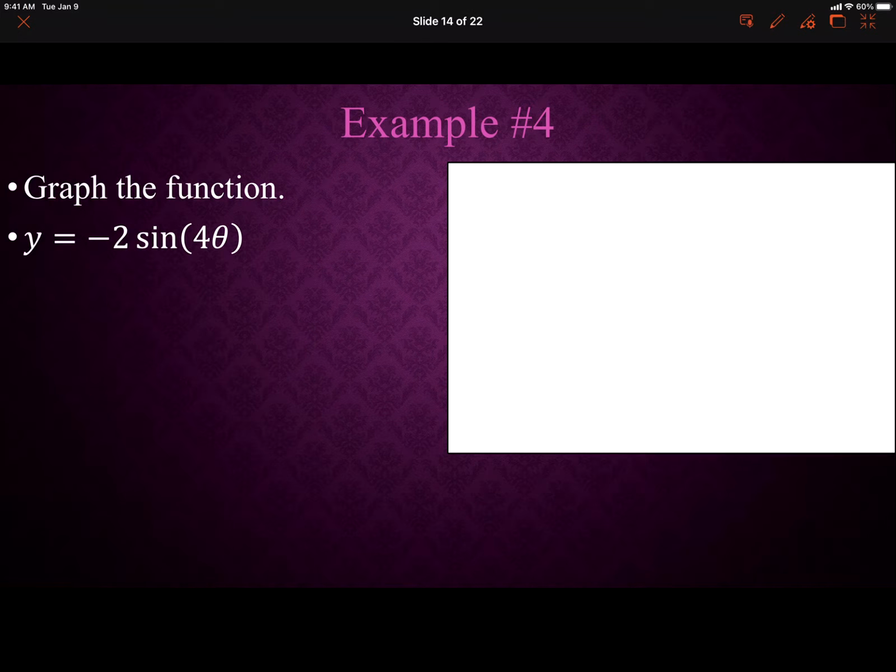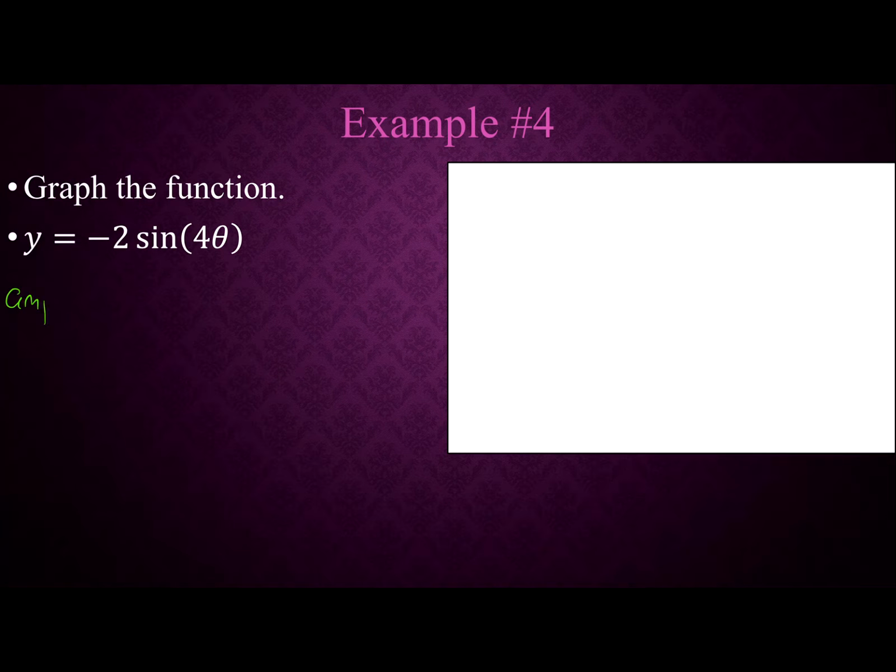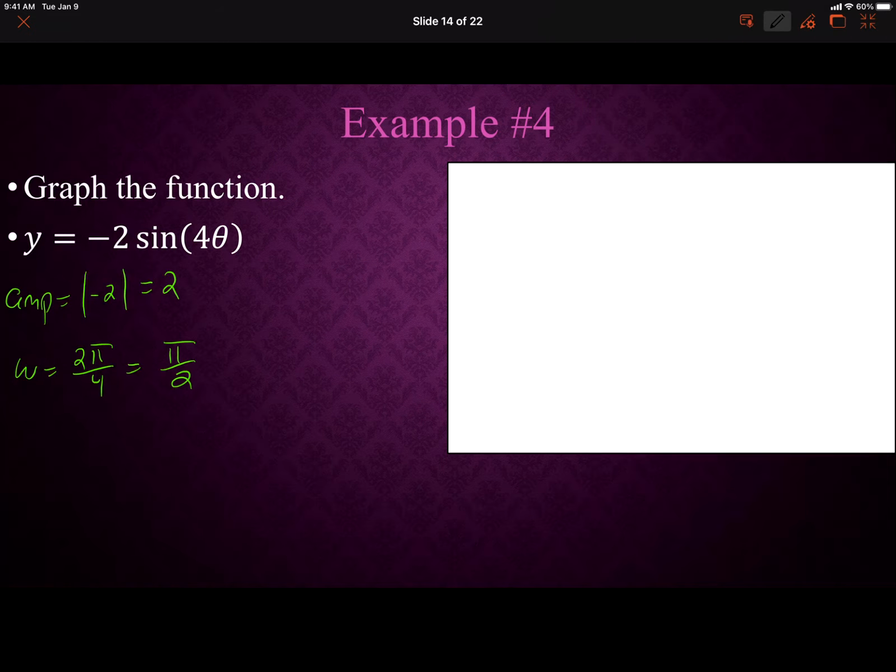All right, so here we have -2 sine of 4 theta. So again, first thing we're doing is finding our amplitude. Absolute value of -2, which is positive 2. Our period is 2 pi divided by b, so 2 pi over 4 is pi over 2. So when we're setting this up, again, we're only really considering the positive side of this. We're going as high as 2 and as low as -2. We have 4 horizontal values to consider.